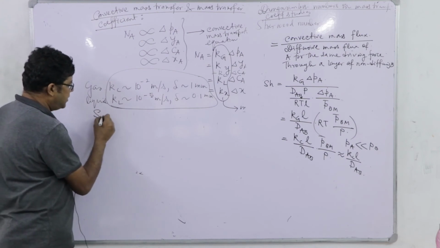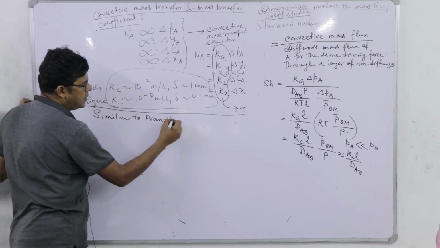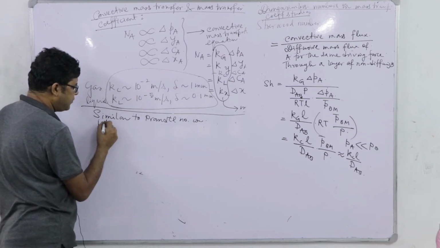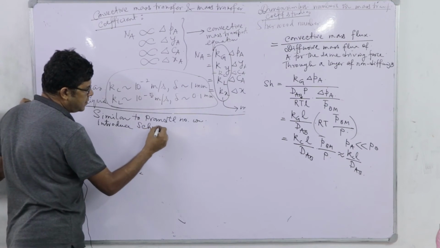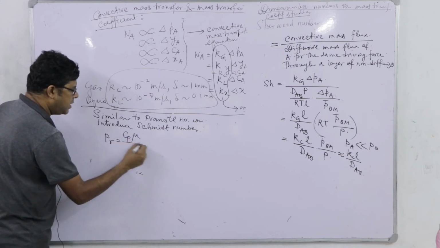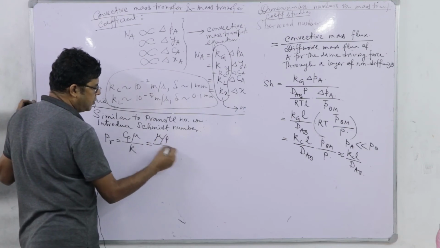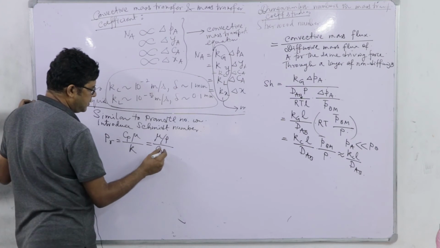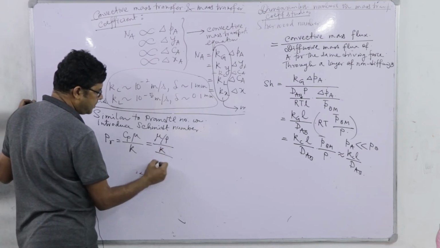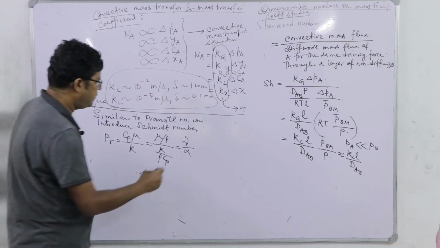Now, similar to Prandtl number, we introduce Schmidt number. Now, what was Prandtl number? Prandtl number was Cp mu by K, and that is equal to mu divided by rho and rho Cp divided by K, that is K divided by rho Cp. So, this is nu divided by alpha.